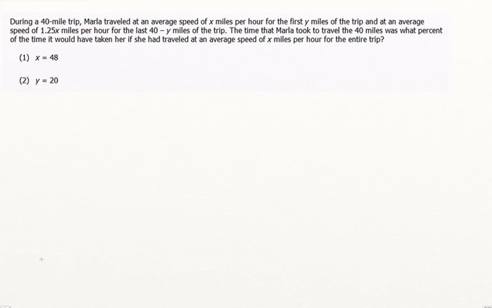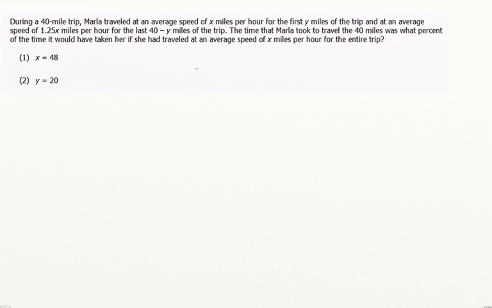During a 40-mile trip, Marla traveled at an average speed of x miles per hour for the first y miles of the trip, and at an average speed of 1.25x miles per hour for the last 40 minus y miles of the trip. For the last 40 minus y miles of the trip, the time that Marla took to travel the 40 miles was what percent of the time it would have taken her if she had traveled at an average speed of x miles per hour for the entire trip.